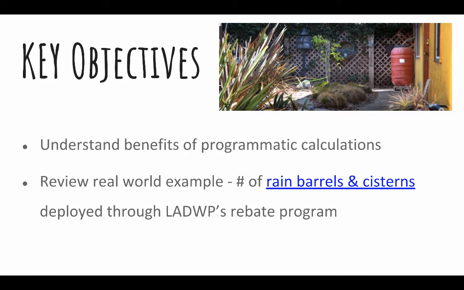Our key learning objectives for today are to recap the benefits of using a programming language to perform calculations. We'll use a real-world example to calculate the number of rain barrels and cisterns that the LA Department of Water and Power has issued through their rebate program.